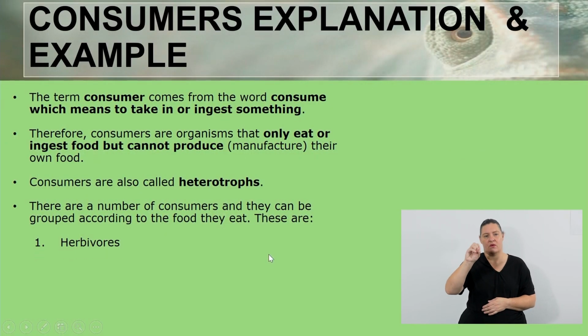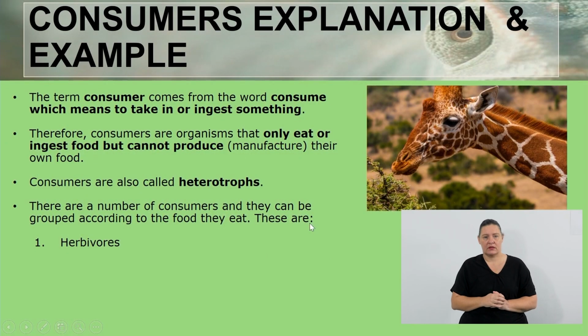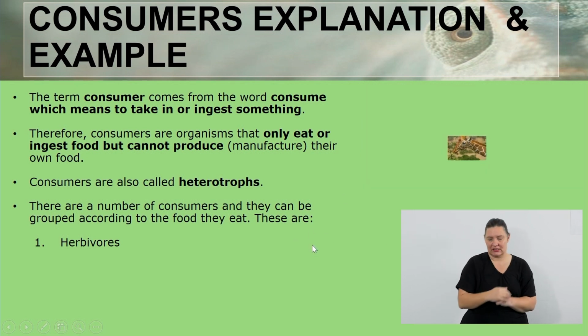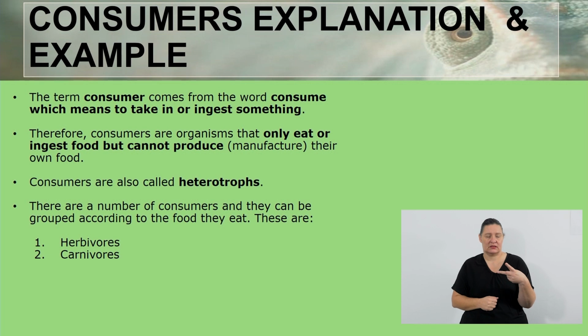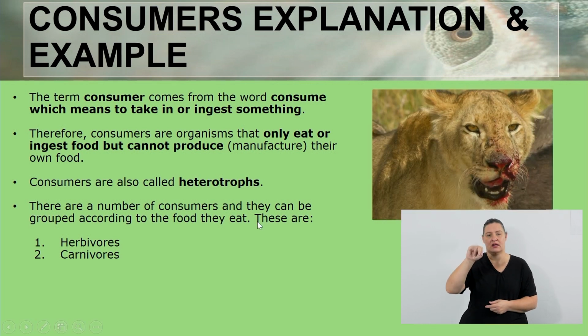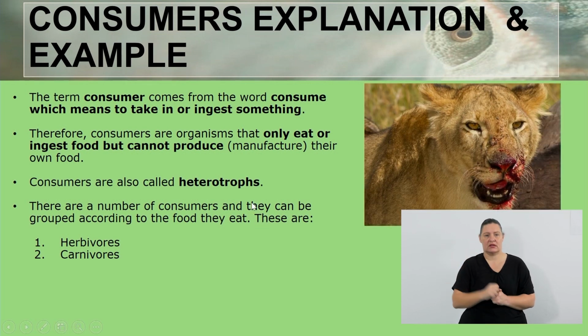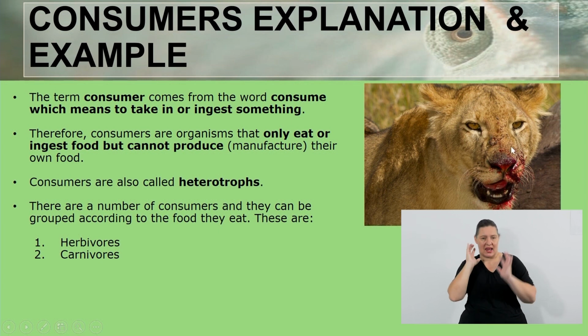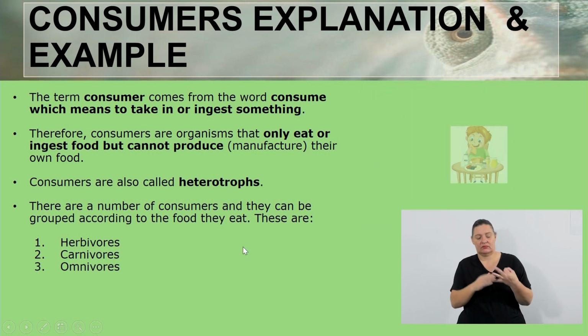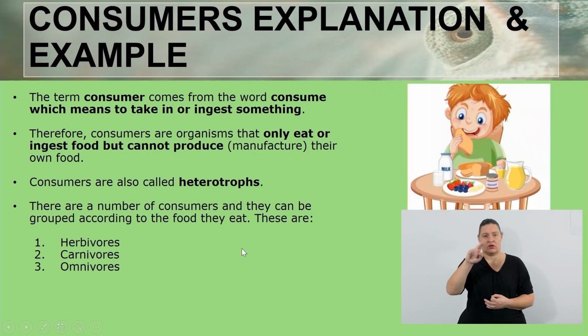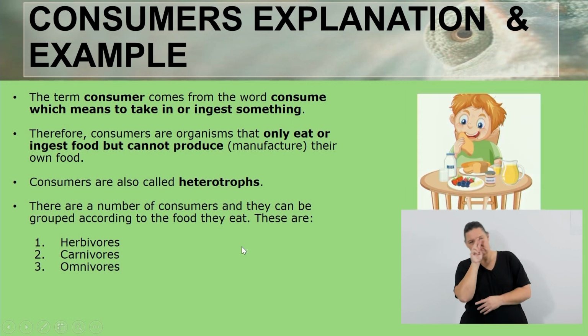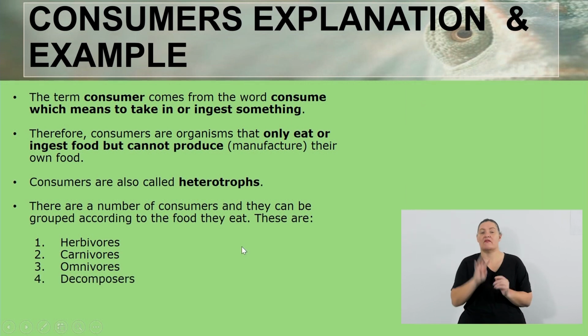Here's a nice picture of a herbivore. It's a giraffe that is eating leaves from a tree. And then we have carnivores. Here is a nice picture of a carnivore that has just eaten something, because we can tell with the blood stains on the mouth. And then we have omnivores, which is human beings sitting at home and watching. Then the 4th one is decomposers.